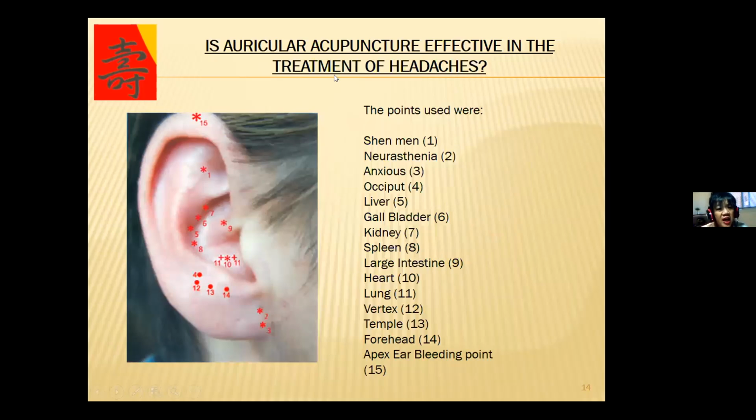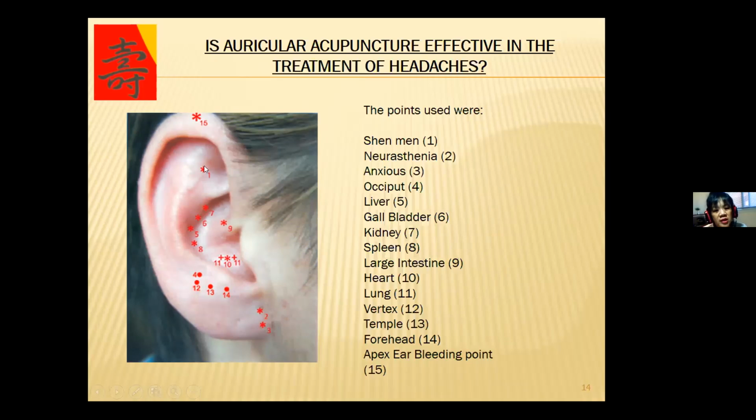And here is the treatment I usually do. I usually do the apex ear bloodletting to take out some heat retention that this patient could have, and to treat all kinds of pain. And here are the points I usually do.